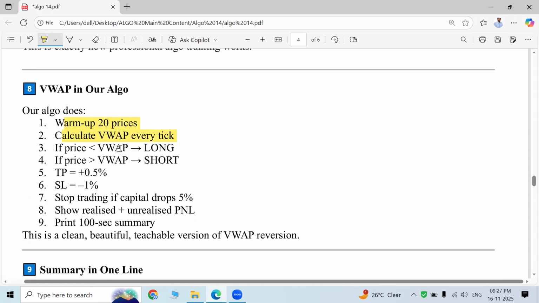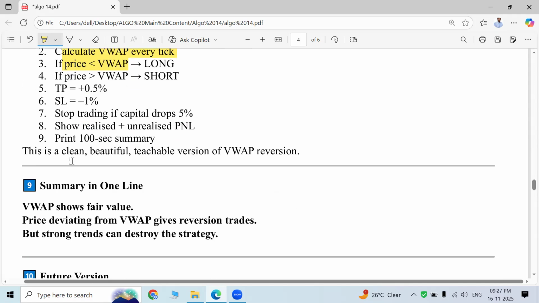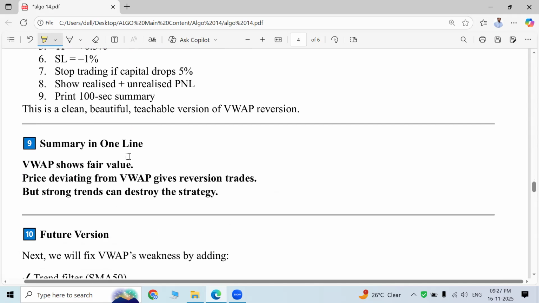In our algo, what we are doing is collecting 20 prices and checking VWAP. Price below VWAP, go long; price above VWAP, go short. The profit target is 0.5%. The stop loss I kept at 1%. Stop trading after a 5% total drawdown in the capital. Show the realized and unrealized PNL, and after 100 seconds we are going to see what is happening with the actual PNL.